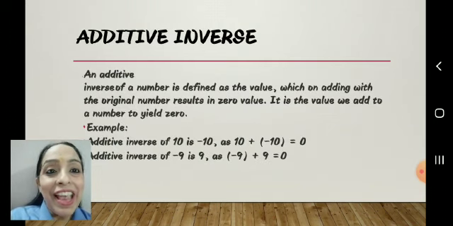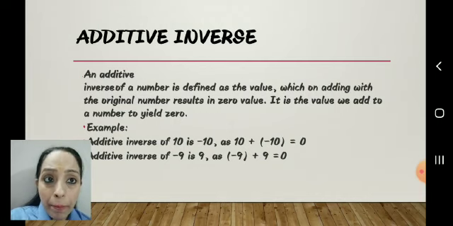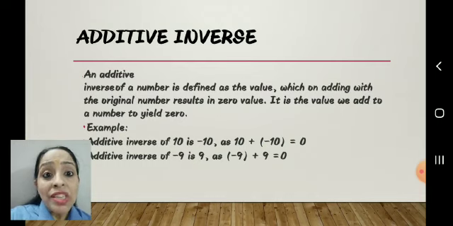The next is additive inverse. An additive inverse of a number is defined as the value which on adding with the original number results in 0. It is the value we add to a number to yield 0. Yes, the word additive inverse comes from addition. The opposite of addition is subtraction and the opposite of subtraction is addition.